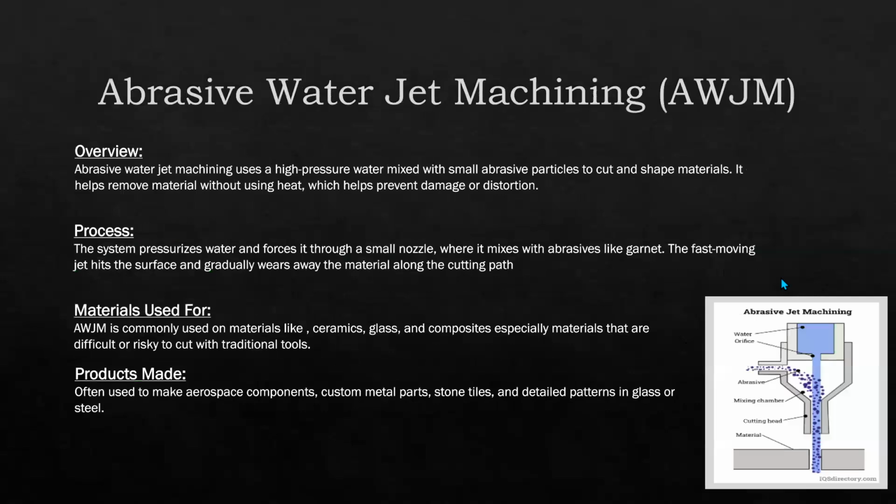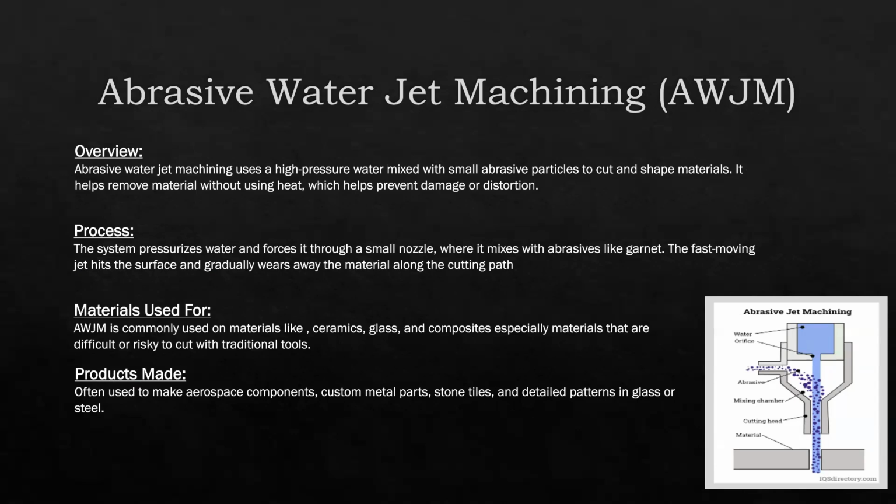All right, so here is abrasive water jet machining. For abrasive water jet machining, we have a process that uses high pressure stream of water mixed with fine abrasive particles to cut and shape materials. What makes it different from most other cutting methods is that it's a cold cutting process, meaning there's no real heat involved like there is with laser or plasma. Because of that, it doesn't cause thermal distortion, warping, or micro cracks in the material.